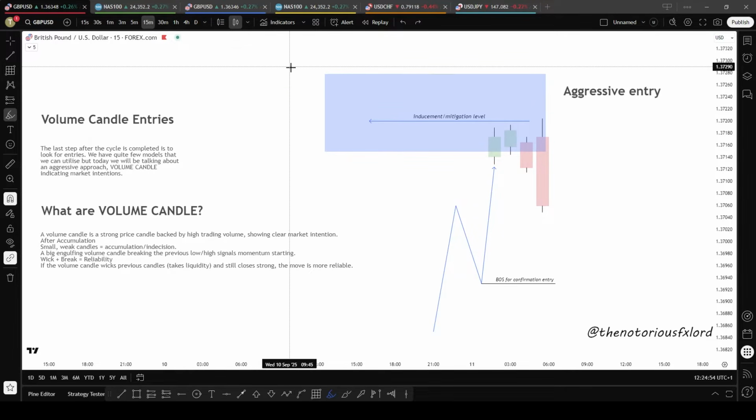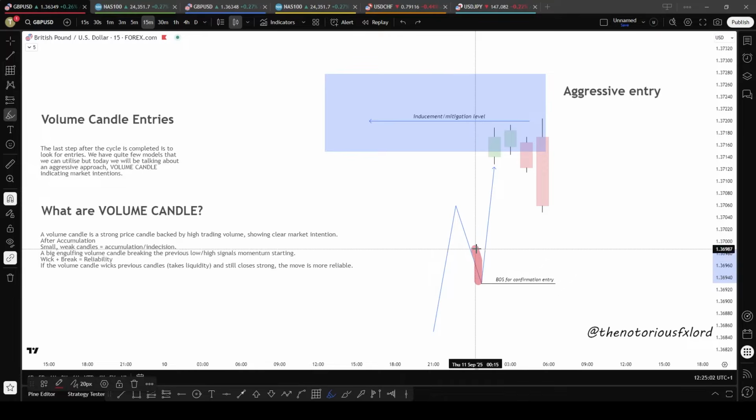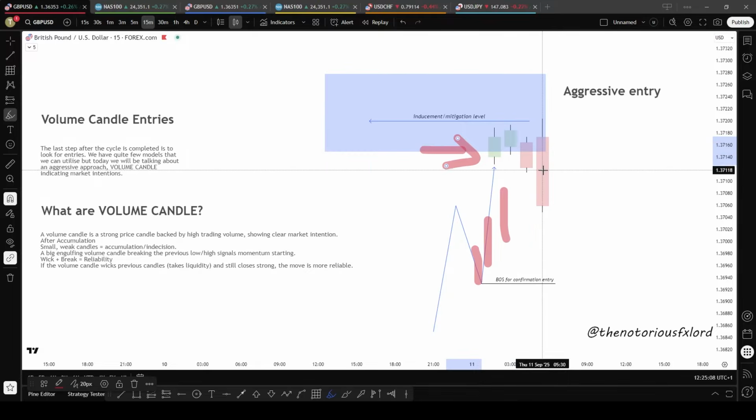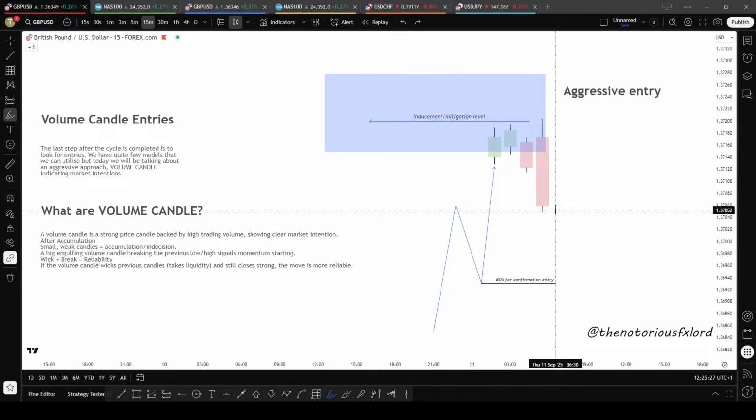So we see price mitigating the POI, right? Going back to the last inducement mitigation level, we see weakness in strength. So say that we have big bullish candles coming in, and then we see weakness in those candles. Like there, we see bearish candles, and then we see a big volume candle coming down, engulfing those previous candles as well as closing below the POI. Now, if the volume candle wicks previous candles in this scenario, takes liquidity and still closes with a strong move like this, the move is more reliable, right?